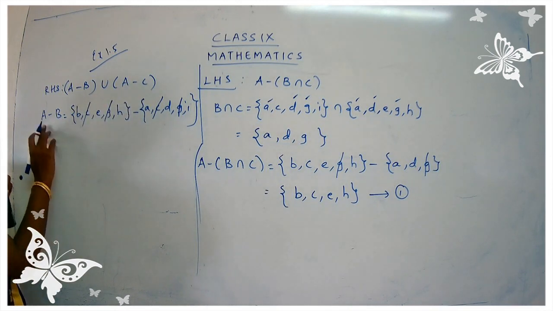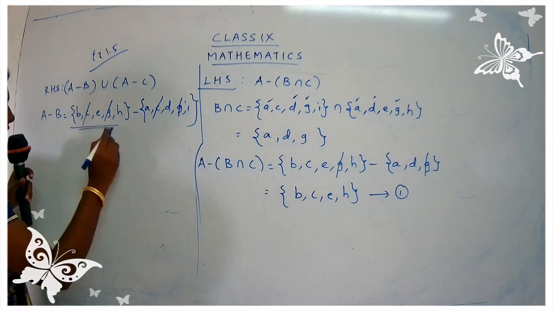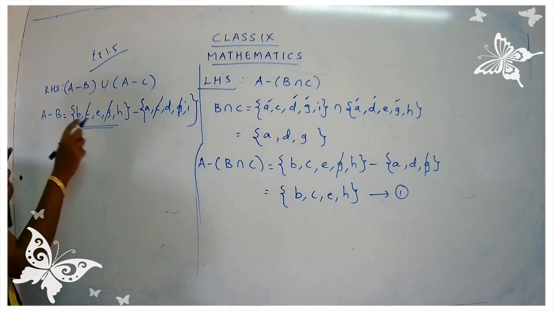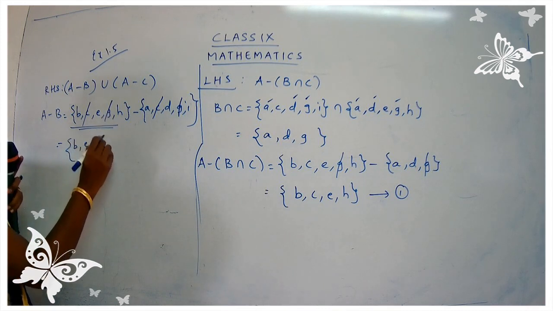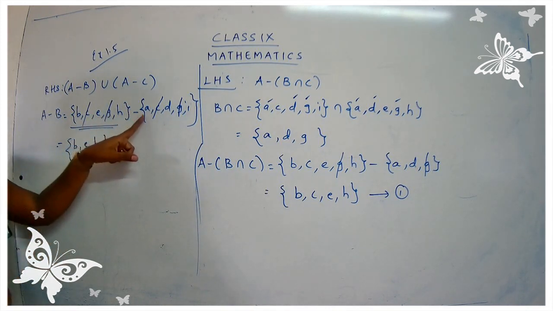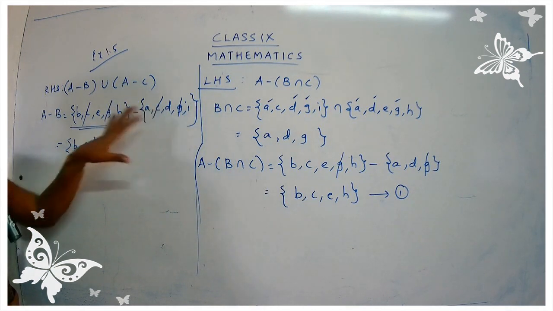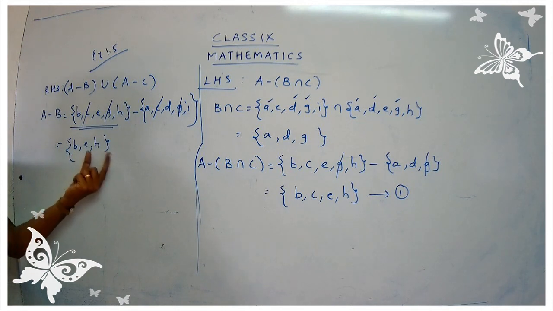Now what is the meaning of A minus B? I want A, not B. That means I am going to focus only on A. So what is the answer? What is left in A? B, E, H. I am not going to see the B member. I am just going to follow the A member. So I get B, E, H.